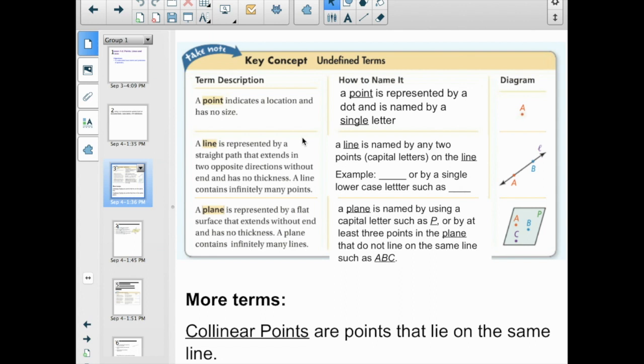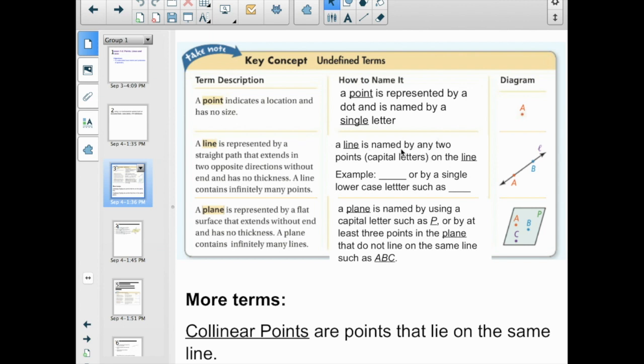The next concept is a line. A line builds on the idea of a point. It is represented by a straight path that extends in two opposite directions, and it has no end. It keeps on going forever technically, and it actually has no thickness. So no matter how thick you draw that line, it technically has no thickness. And a line is actually made of an infinite number of points along it.